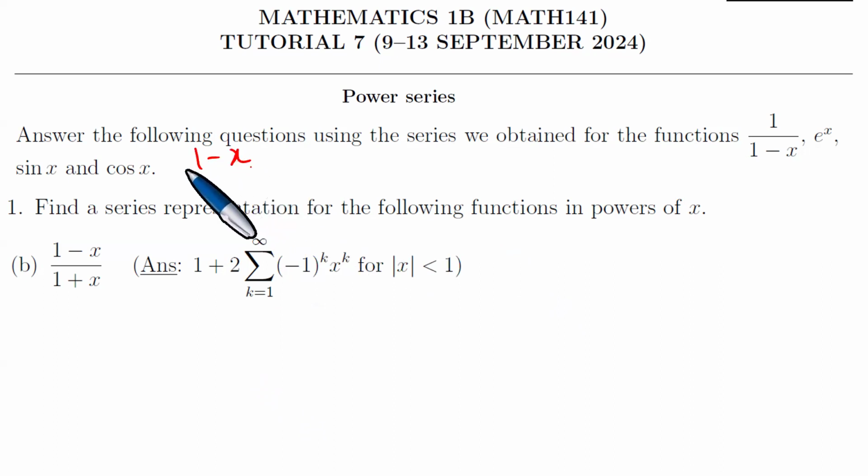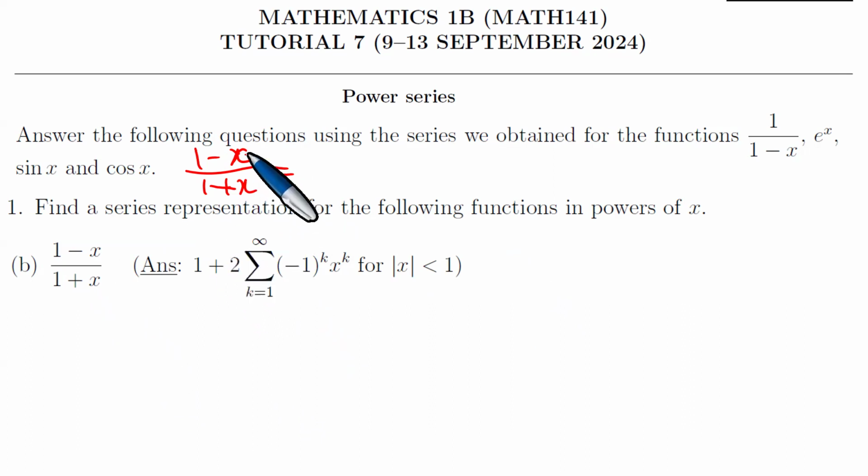Which is 1 minus x divided by 1 plus x. Okay, now this one is a very interesting one, but what do we do here? When it's like this, normally you need to divide these things. How to divide this?